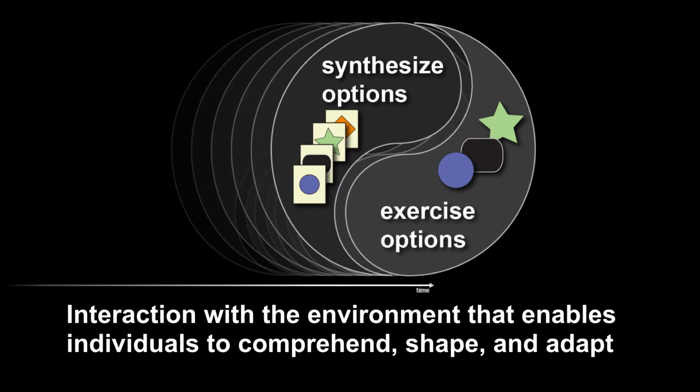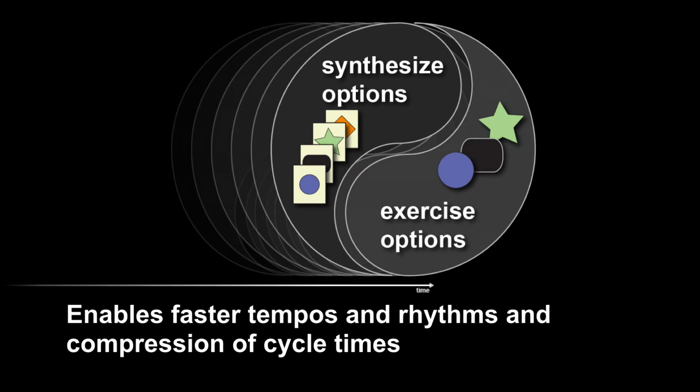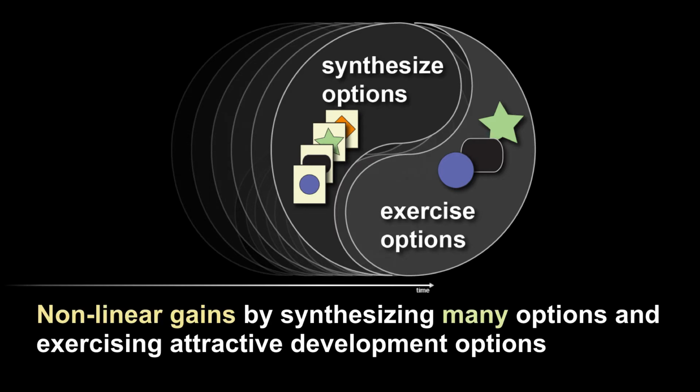The interplay of synthesizing options and exercising options includes interaction with the environment that enables a network of individuals to comprehend, shape, and adapt during development. This enables operation at faster tempos and rhythms, and the compression of cohesive observation, orientation, decision, action time cycles. The capability to synthesize many development options and exercise a few attractive development options rapidly and repetitively enables a properly prepared network of individual contributors to realize nonlinear gains that are not possible by alternate approaches such as ones that focus on managing mandates.